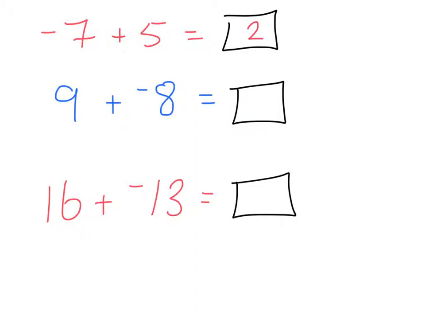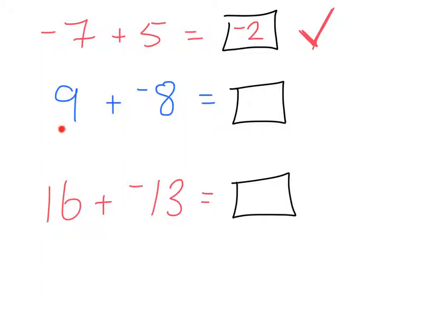Now, remember the second step. We're trying to figure out which number's absolute value is larger. And then the answer is going to be that integer's sign. So if we have 7 and we have 5, the absolute value that is larger is 7. So this is a negative 7. So the answer is going to be negative 2. So negative 7 plus 5 is equal to negative 2. So let's look at the second one. Remember, we have to find the difference between the 2 numbers first.